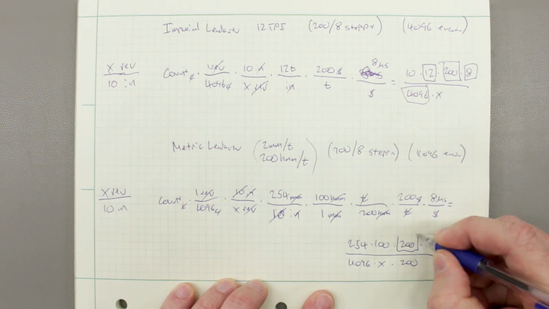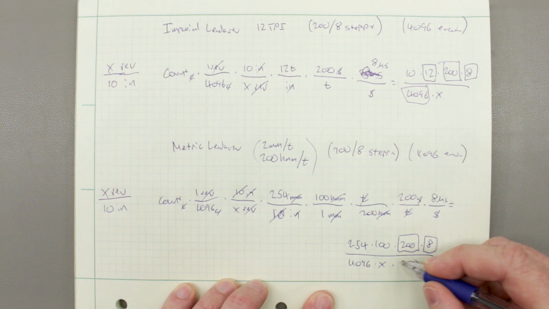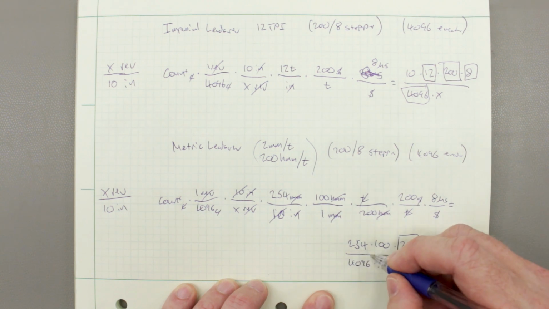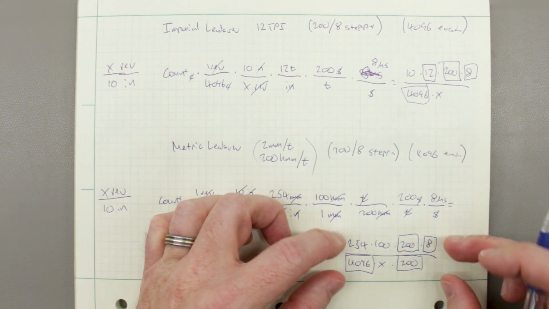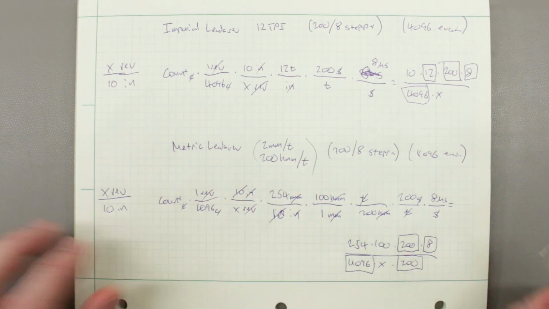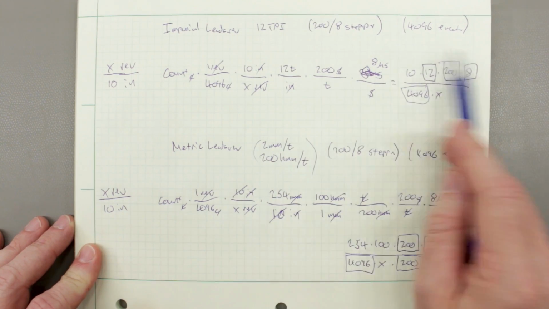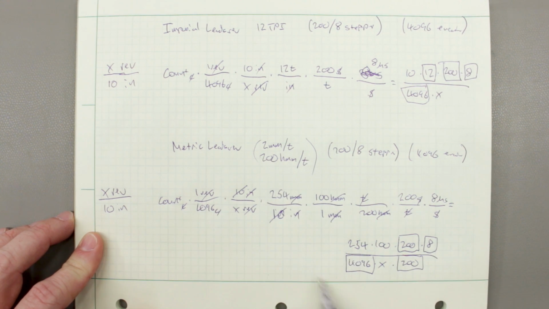And this 200 is the number of steps per revolution on the stepper motor. This is the number of microsteps. This is the pitch of our lead screw in hundredths of a millimeter per turn. And this, of course, is the encoder. So this gives us a formula that we can go put in the firmware. And we have to switch between the two. If you have an imperial lead screw, we need to use this formula for imperial threads. If you have a metric lead screw, we need to use this formula for imperial threads.